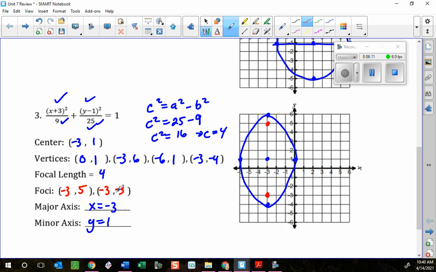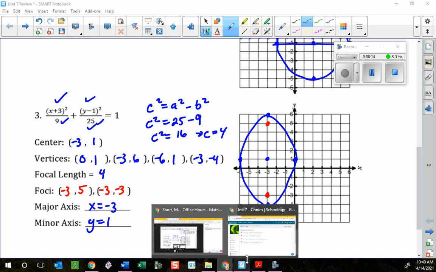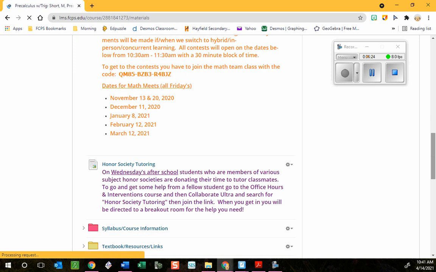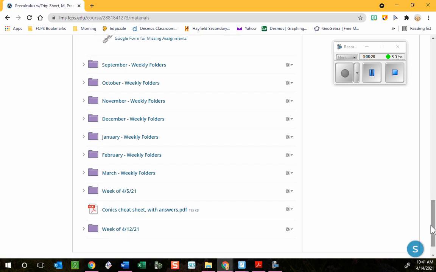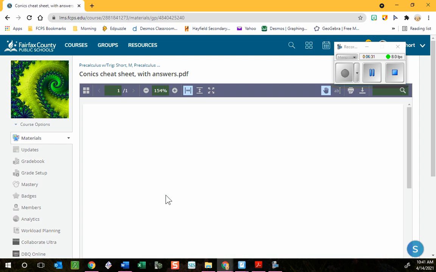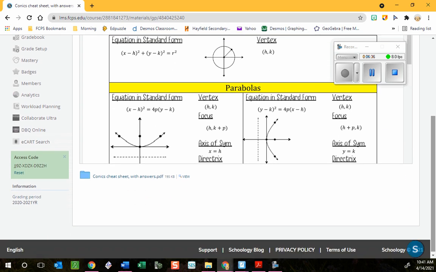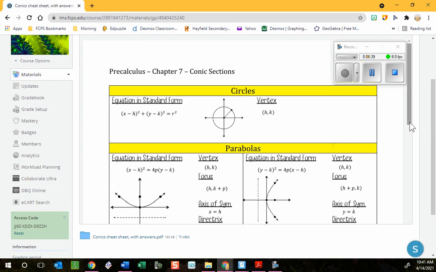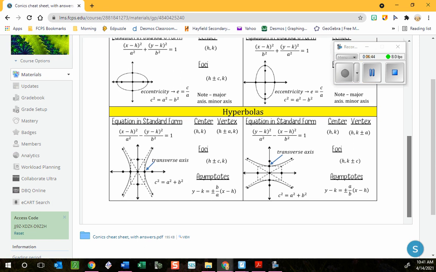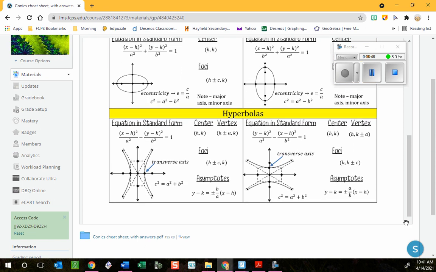Now you also have available to you on Schoology the cheat sheet that I've given you. If you want help getting any of this information, it might be helpful to have that open. There's the cheat sheet here, and it has everything by formula. Sometimes it's a little different to look at, but all these things tell you basically everything you need to know about each problem, using formulas.